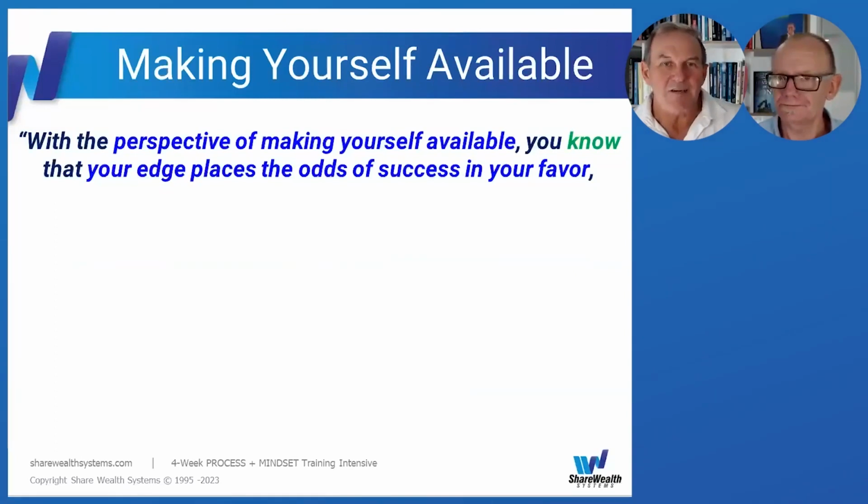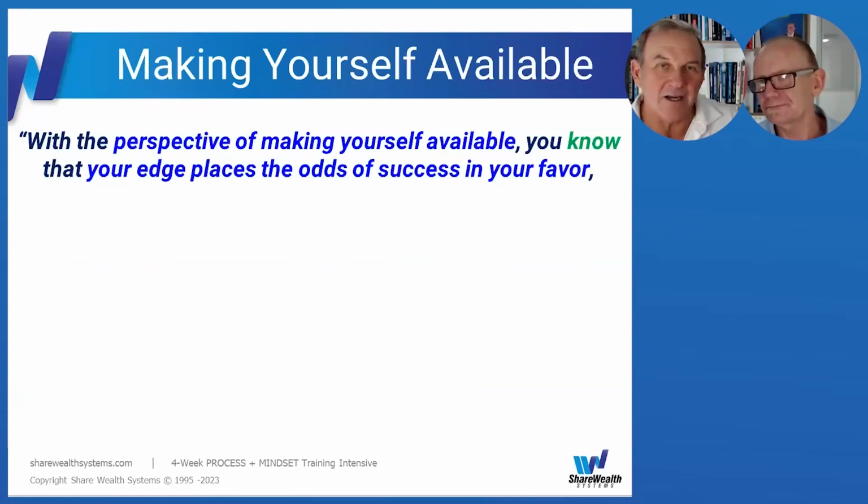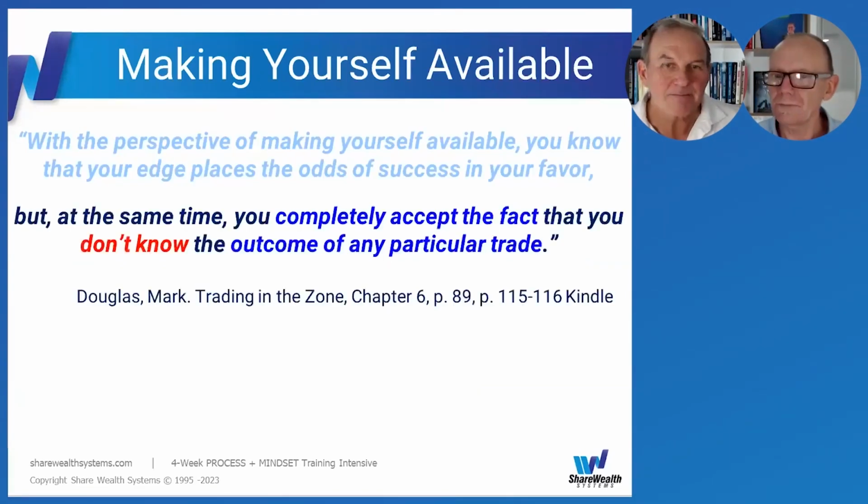So continue with making yourself available. With the perspective of making yourself available, your edge places the odds of success in your favor. But you only know that if you've got a mechanical system that has been tested to some degree, or you've done hundreds and hundreds of subjective trades and know what your own personal edge is, only then. At the same time, you completely accept the fact that you don't know the outcome of any particular trade.